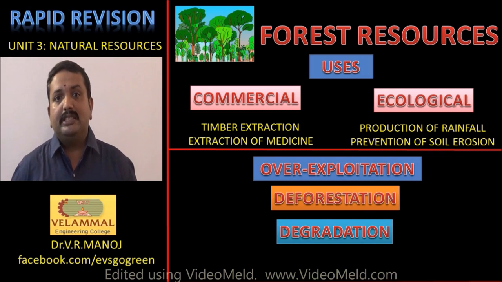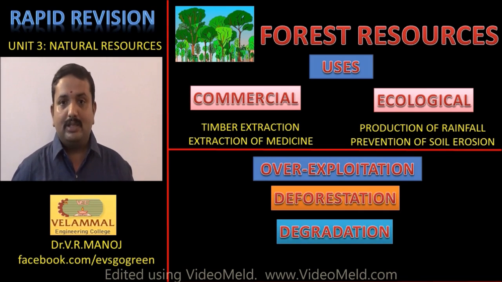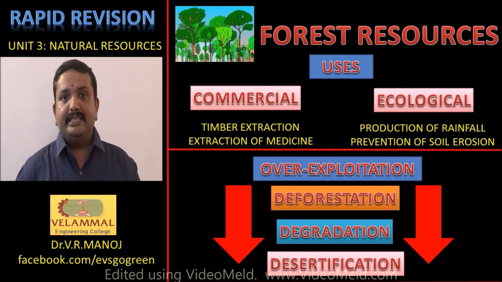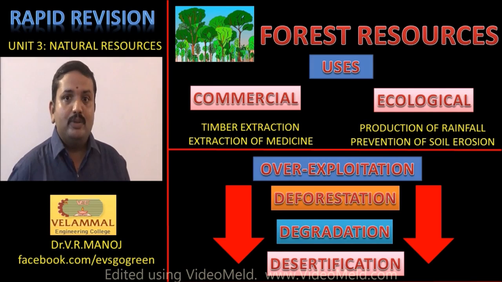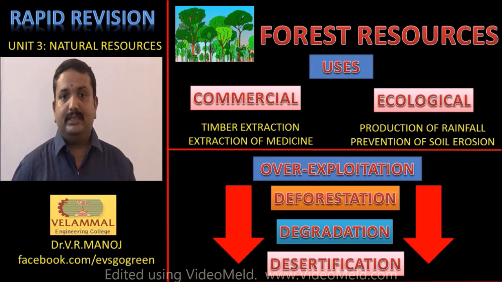The rainfall does not stay where it is supposed to stay and you will have a general loss of vegetation, and finally the land becomes a desert, and this entire process is called desertification. So deforestation, degradation and desertification, the 3 Ds are very very important in this chapter, and these can be used as a common consequence for all the natural resources.